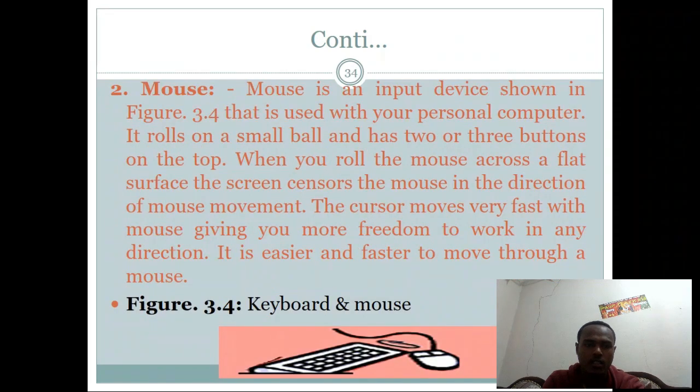The second one is the mouse. The mouse of the computer that you can see in figure 3.4 is another example of an input device.